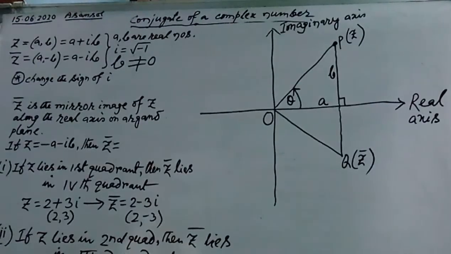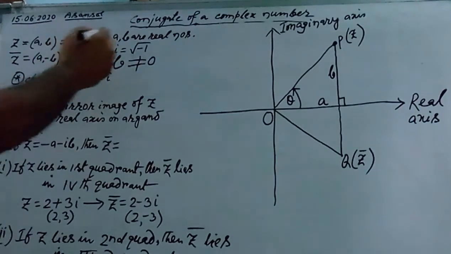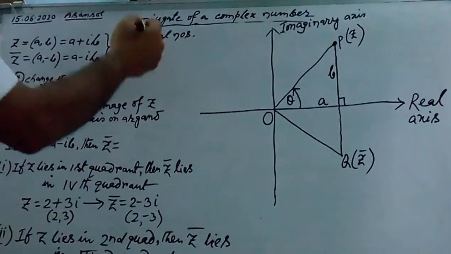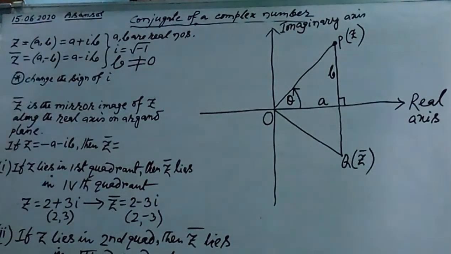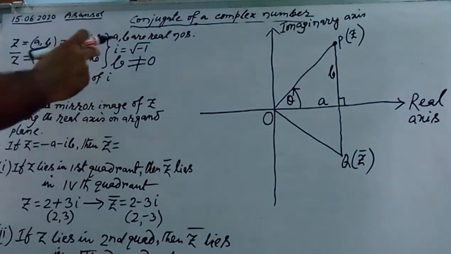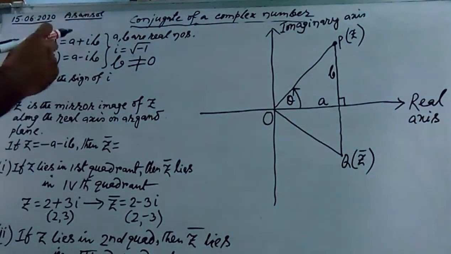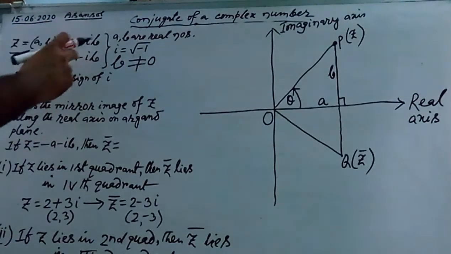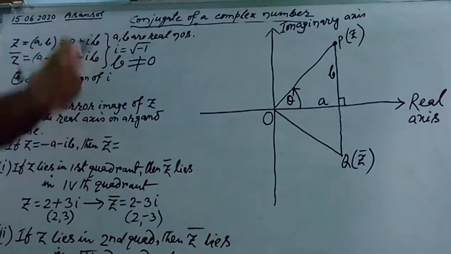So z equal to (a, b) can be written as a plus ib. We are now discussing what is the conjugate of a complex number. So z equal to (a, b), that is a plus ib. Then z bar is equal to (a, minus b), that is a minus ib. What we have done is simply changed the sign of i. If it is plus here, we write minus. If it is minus here, we write plus. Then z and z bar, that is a plus ib and a minus ib, are said to be complex conjugates of each other.